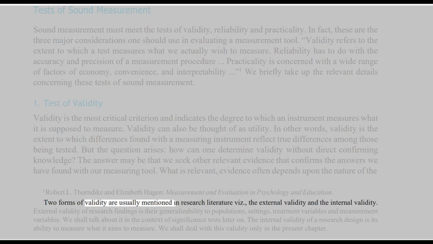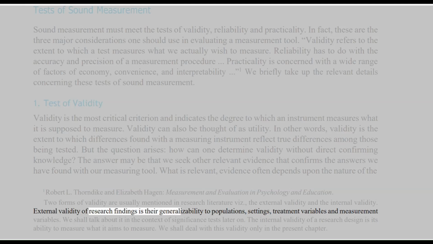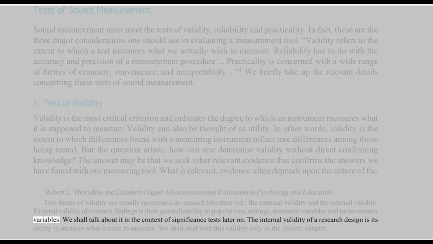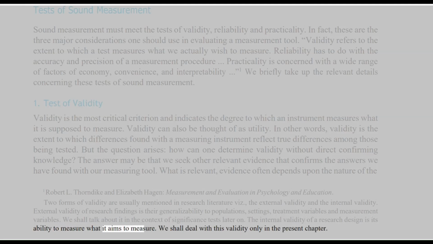Two forms of validity are usually mentioned in research literature, viz., the external validity and the internal validity. External validity of research findings is their generalizability to populations, settings, treatment variables, and measurement variables. We shall talk about it in the context of significance tests later on. The internal validity of a research design is its ability to measure what it aims to measure. We shall deal with this validity only in the present chapter.